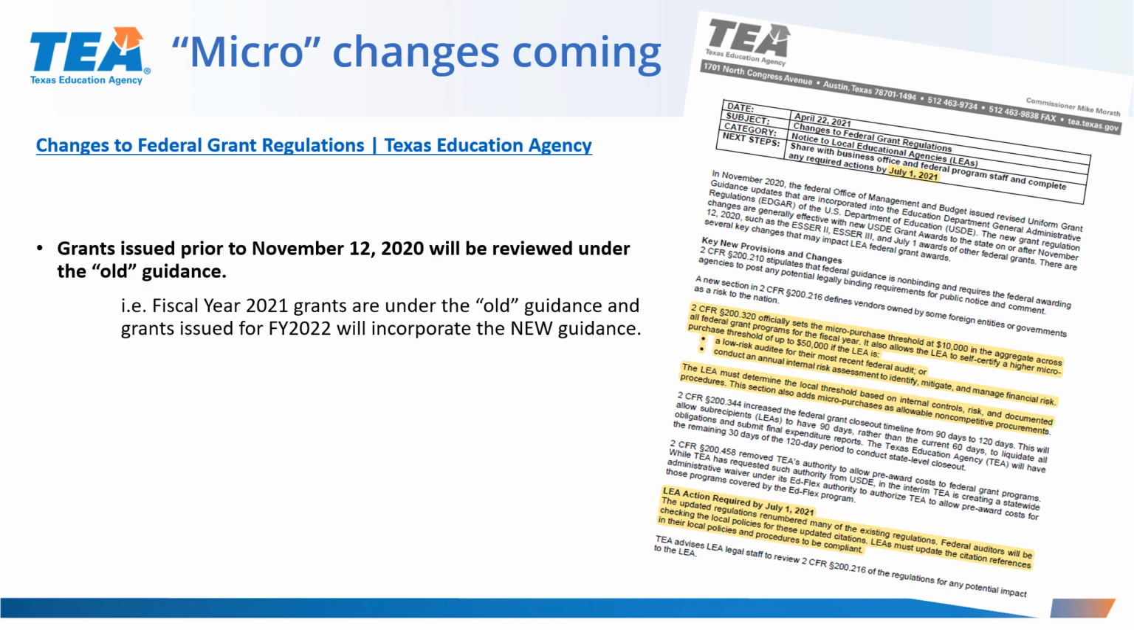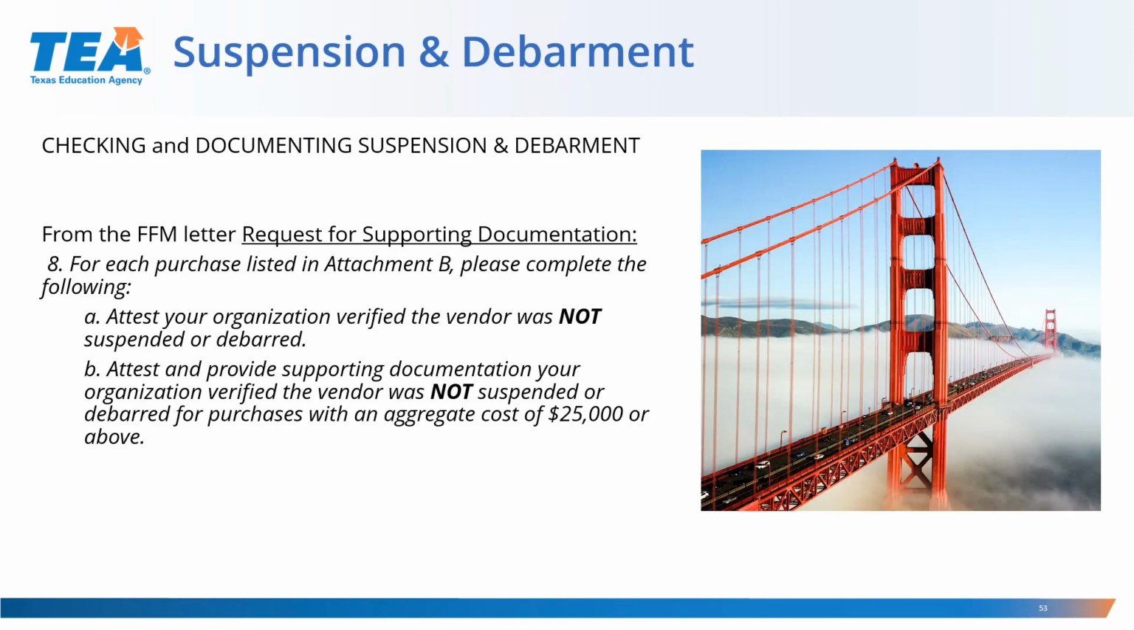Checking and documenting suspension and debarment. A high number of issues result from the ESC or the LEA responding to our request for information or the improper verification and documenting that a vendor is not suspended or debarred. Repeat, our request for suspension and debarment is that the ESC or LEA confirm to us that they have verified that the vendor is not suspended or debarred. We're asking a yes or no question about did you verify or not whether the vendor is not suspended or debarred.